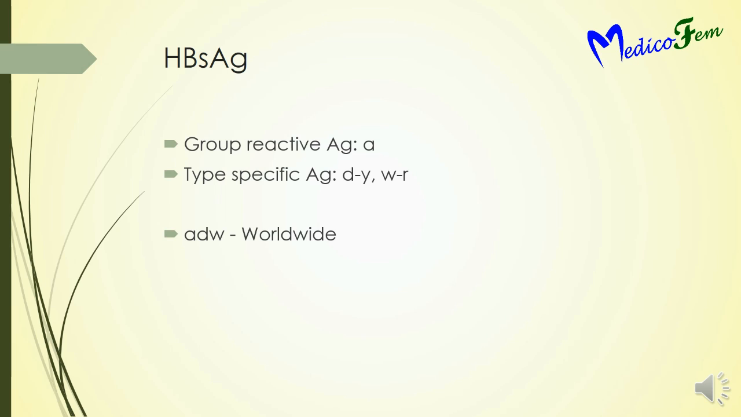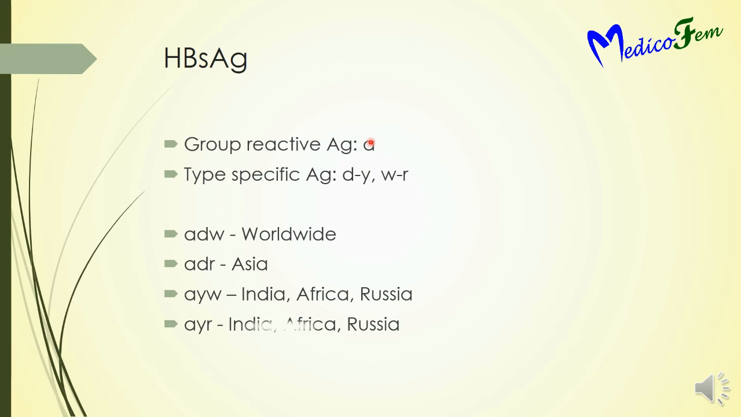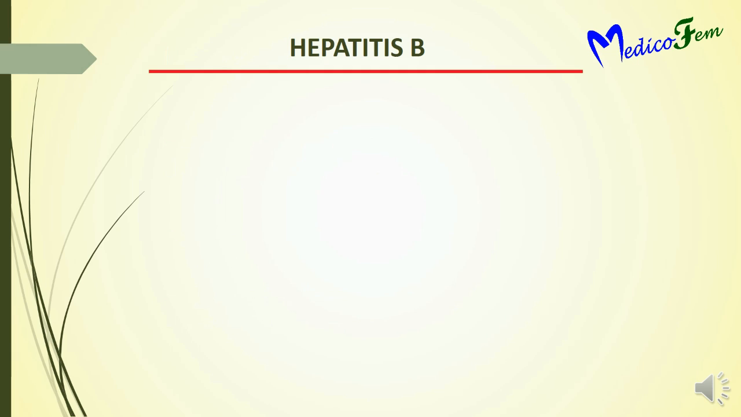The first variant is ADW, which is prevalent worldwide. The second variant is ADR, which is prevalent in Asia. The third variant is AYW, which is prevalent in Asia, Africa and Russia. The fourth type is AYR, which is also prevalent in Asia, Africa and Russia.